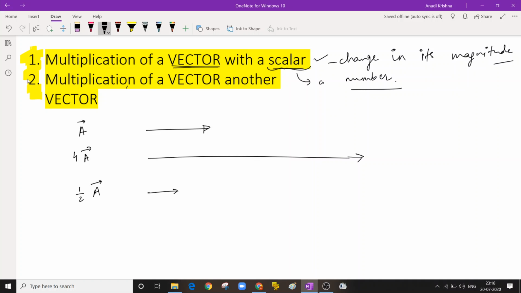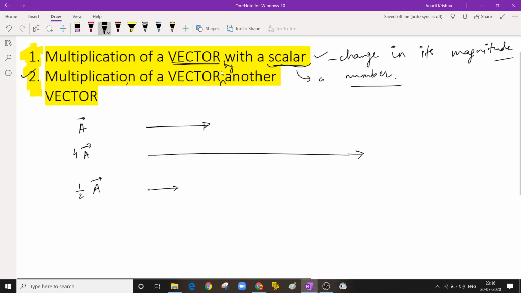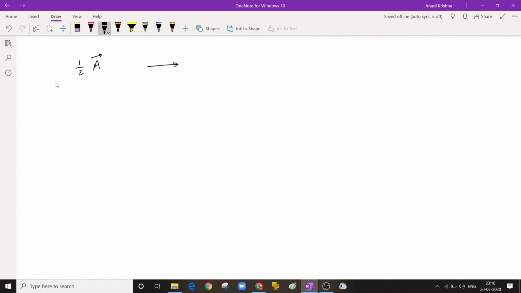The second topic is very interesting. I had taken a test of some students recently and I found some of them faltering in this area. Multiplication of a vector by another vector. What happens in this is, there are two types of multiplications of vectors. When you want to multiply one vector a with another vector b, there are two ways to achieve this, and there are correspondingly two outputs also.